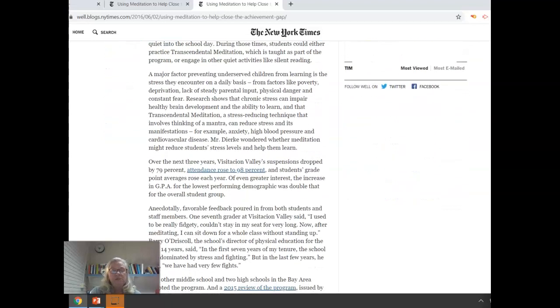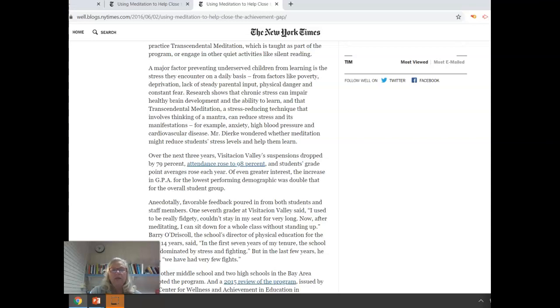One of the premises behind this study was that the students were coming into the school with already so many stressful things in their life that this quiet time would give them an opportunity to focus, become mindful, and not think about the things that are outside of the school period. So their suspensions dropped by 79%, attendance rose to 98%, and the students' GPA rose each year.